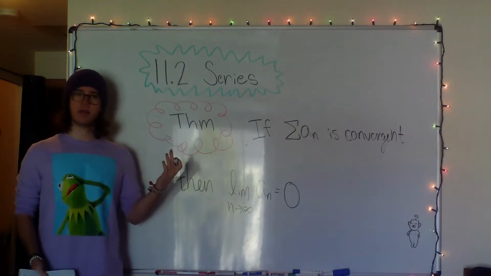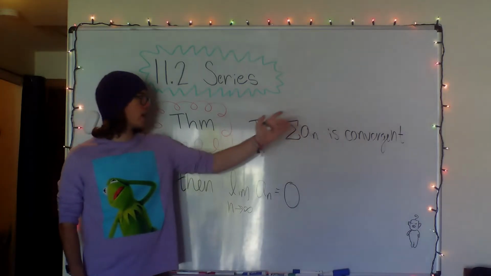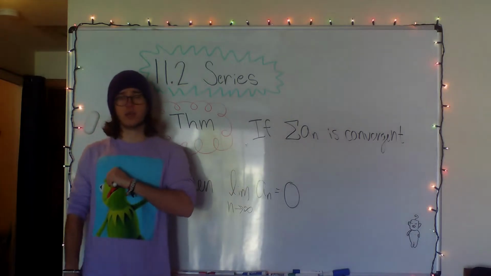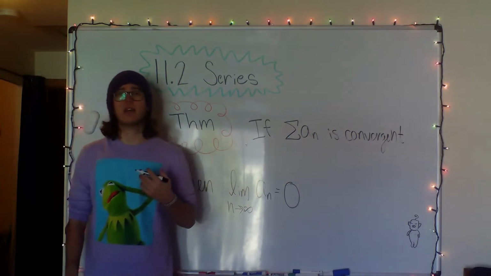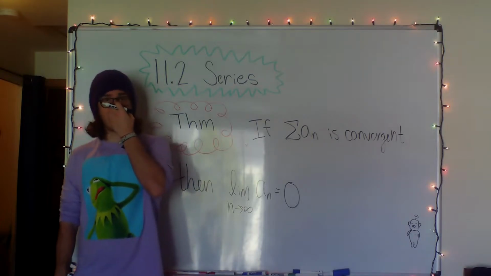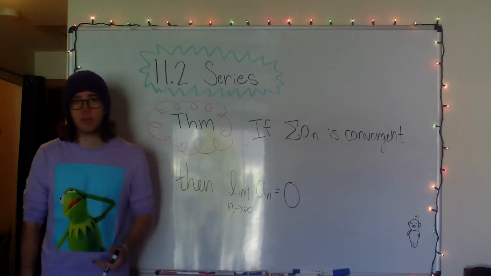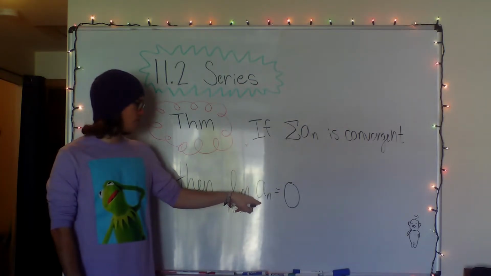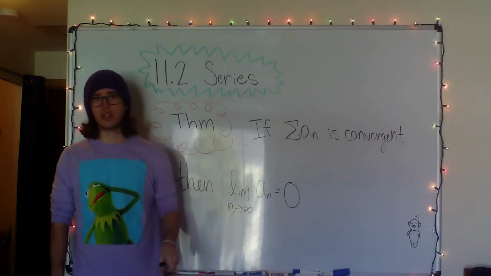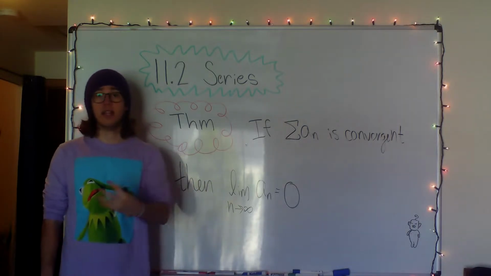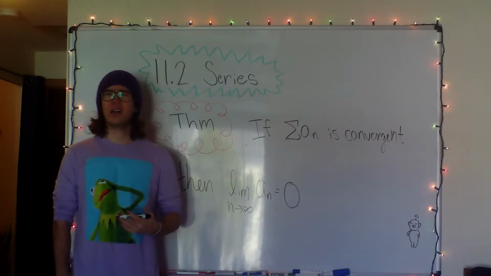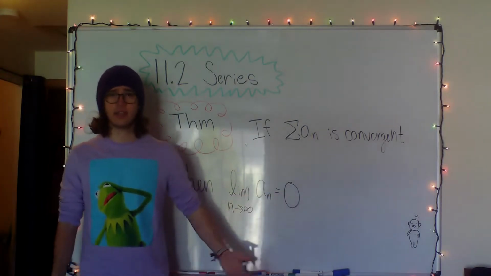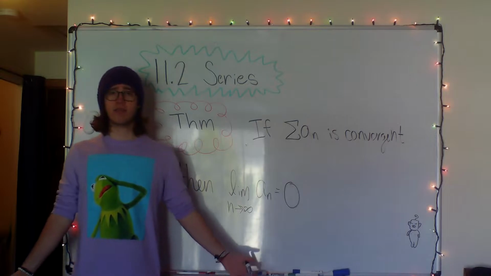So we have a theorem, and it states if the sum of an is convergent, then the limit as n approaches infinity of an equals 0. And this should make a level of sense, right? If our sum is converging to some number where we're adding up an infinite amount of terms, well, if this, quote-unquote, final digit of an, its limit is a number that's not equal to 0, well, our sum will increase infinitely, so we would not have a convergent sum.